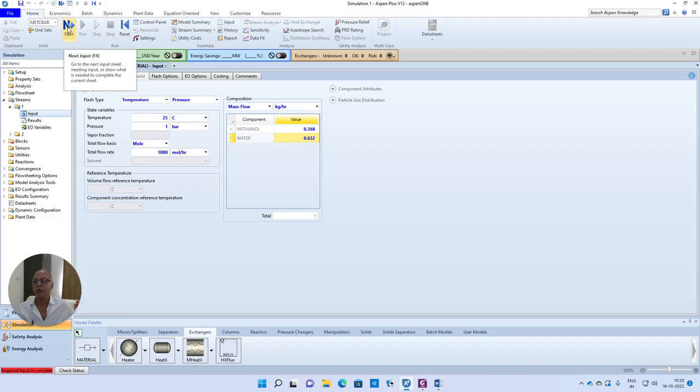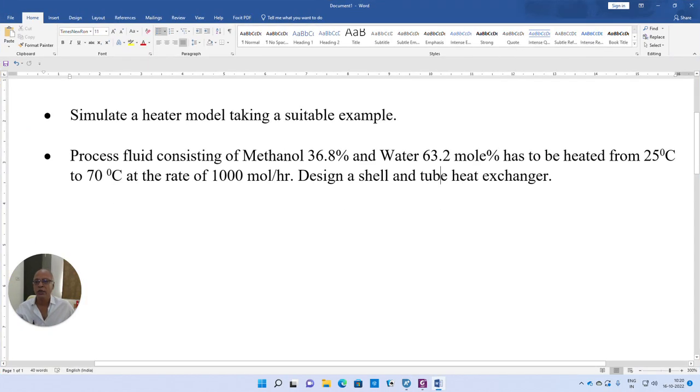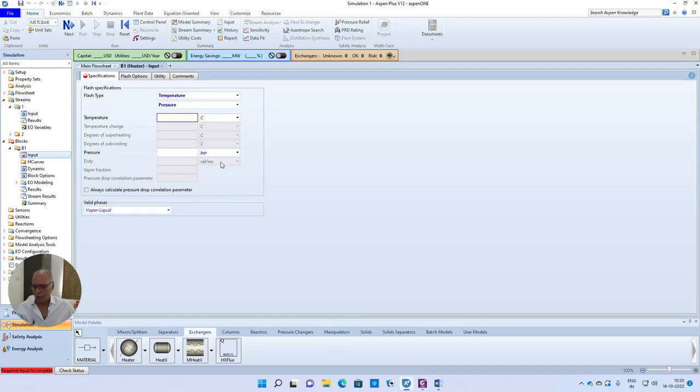So let us go to the next input. Now we are talking about the block. Now these are some of the variables that you must be in a position to define. You can define any one of these: temperature change, duty, vapor fraction, degrees of superheating, degrees of subcooling. Right? Similarly, any combination of these you should be in a position to handle. So the outlet temperature is 70 degrees centigrade. So let me specify this.